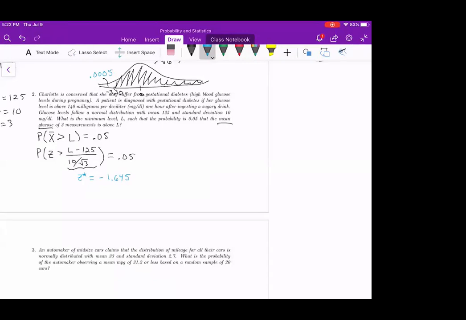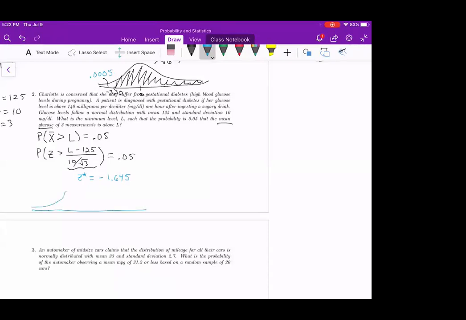Should be positive. Why? And whose voice was that? Miku? Hey, Miku. Why positive? Hi. I'm just thinking because, you know, the probability is 0.05. So if it was negative 1.645, it'd be much bigger.